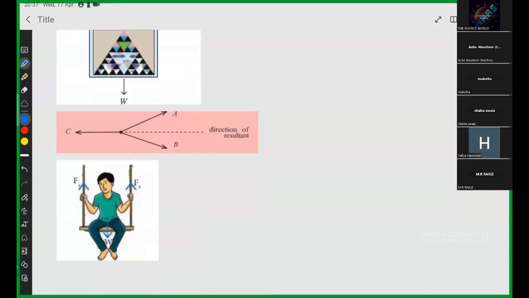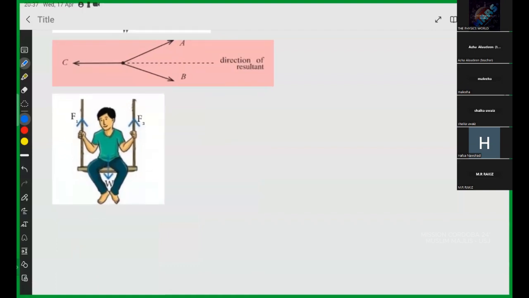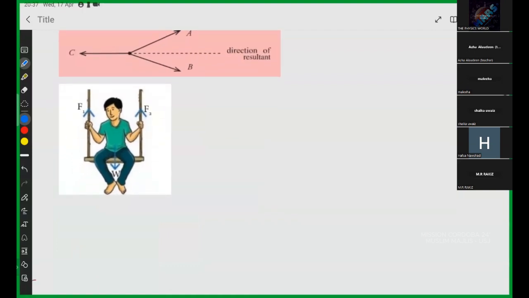The next thing is, look at this swing. When you look at the swing, this boy's weight is acting downwards and two ropes are tied on either side of the swing. So you have to understand that this F1 and F2, the sum of them will be equal to weight. Okay, F1 plus F2 will be equal to weight. And both of them will be in the opposite direction to that of the weight.